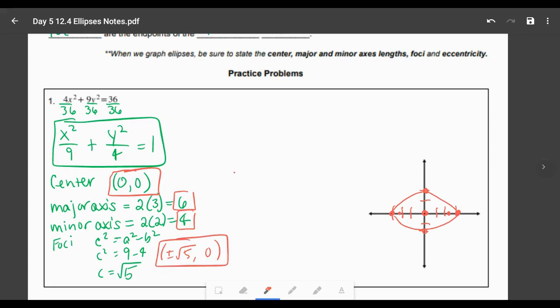All right, and then the eccentricity. So remember, the smaller the number, the closer it is to 0, the more it's going to look like a circle. If you have a super elongated ellipse, then as it approaches 1, it'll look more and more like a parabola. All right, so we just need to do e equals c over a, and c is root 5, and a is the 3. All right, so that gives us the eccentricity value.